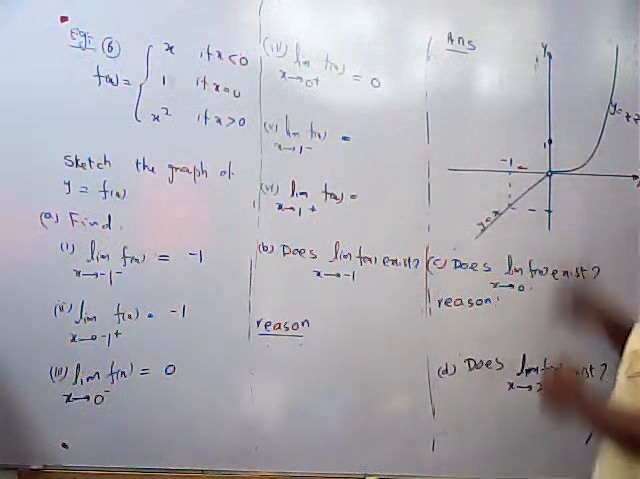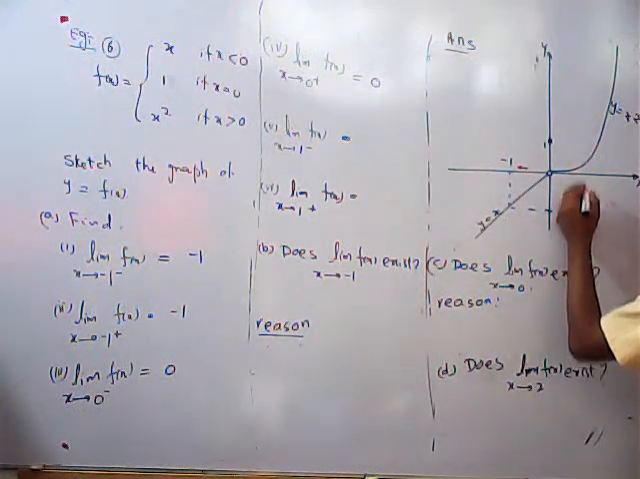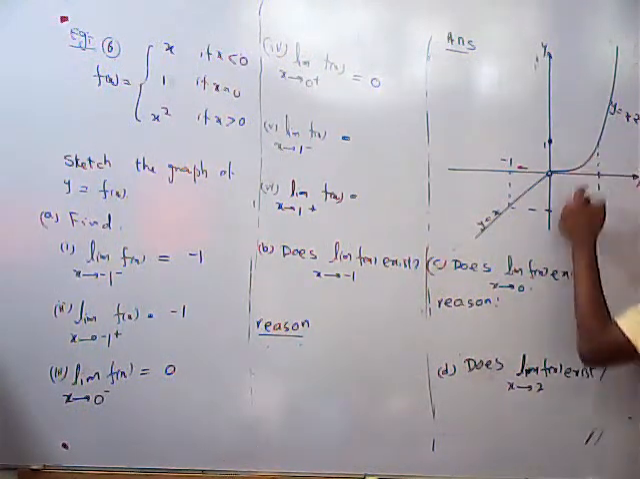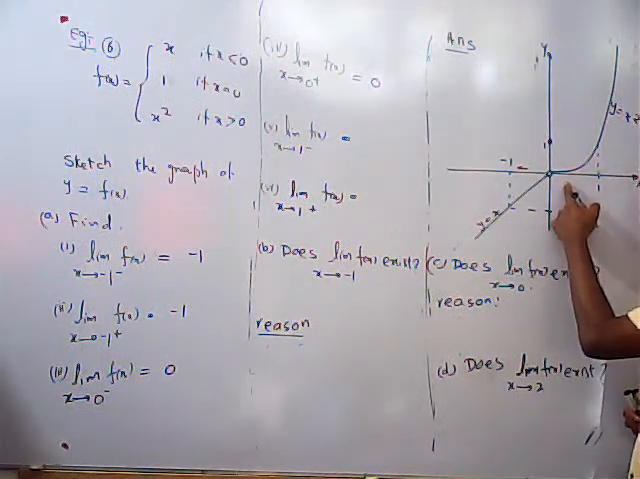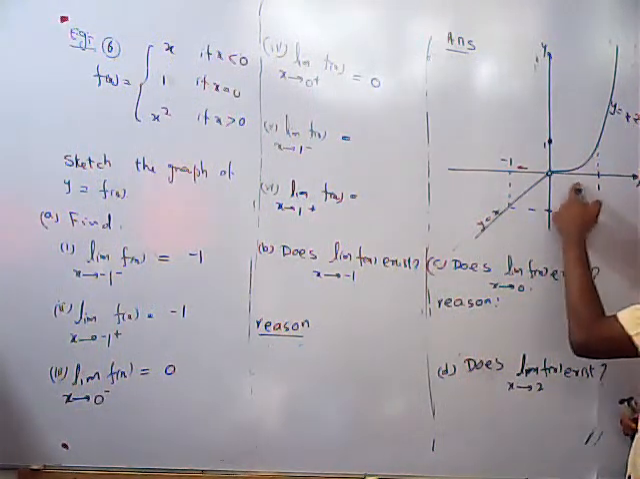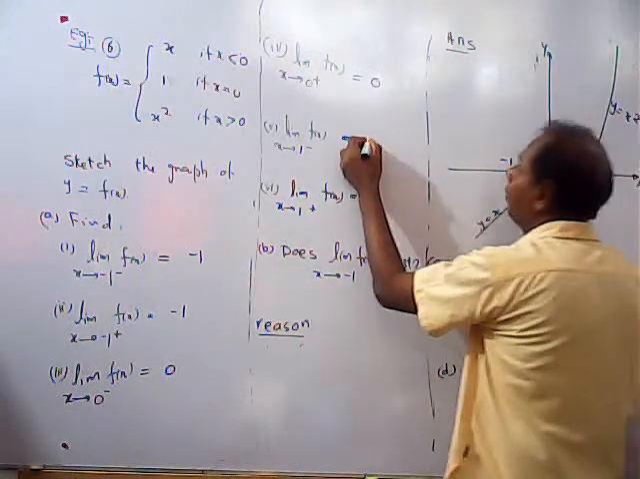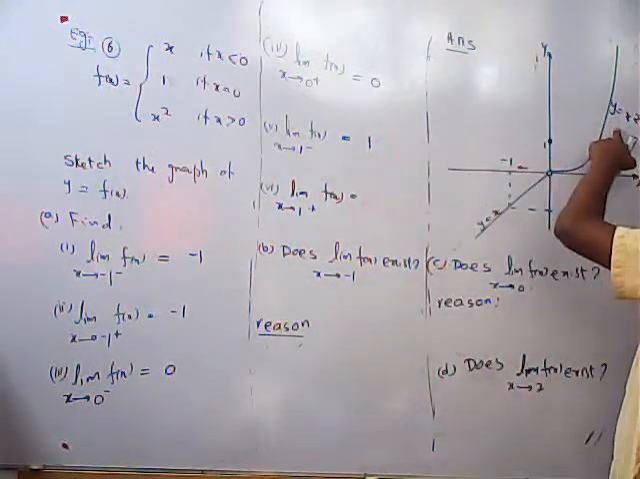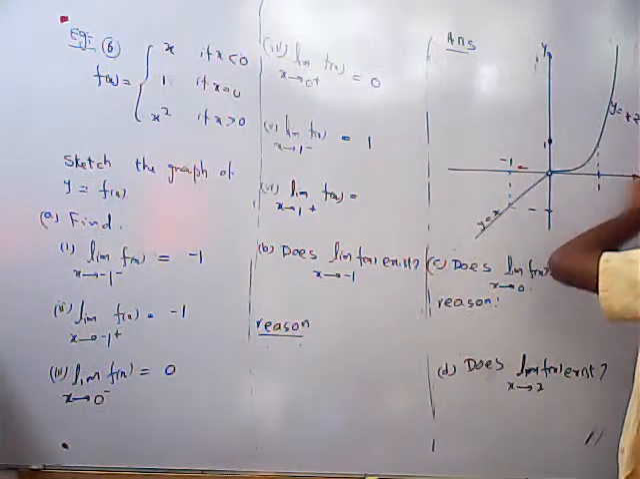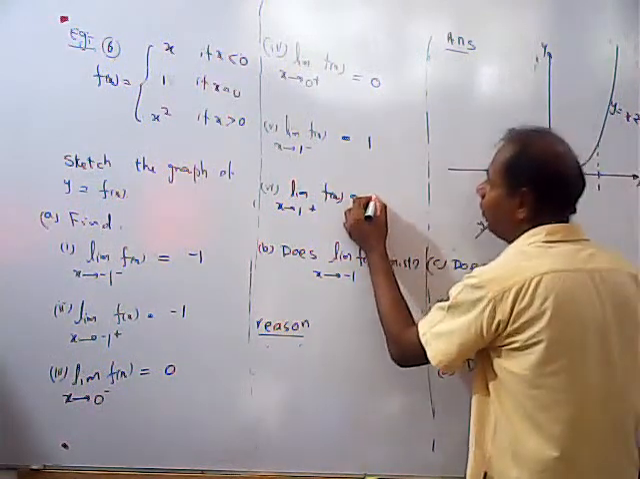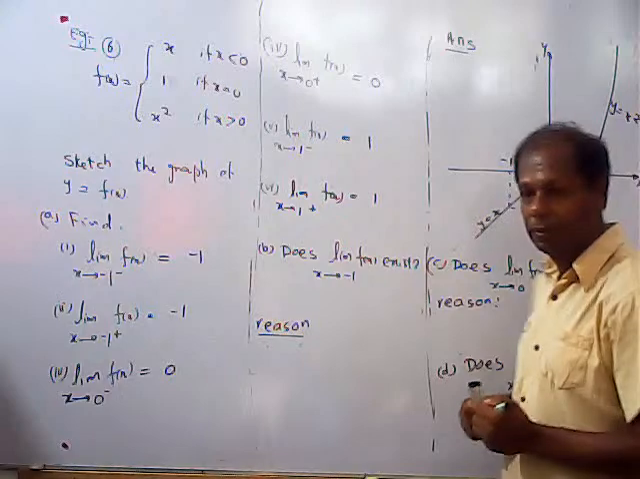Okay, now what is the left limit at 1? I know you have written the correct answer. Left limit at 1, it is 1, because 1 plus x square here. And the right limit is also 1. Okay.